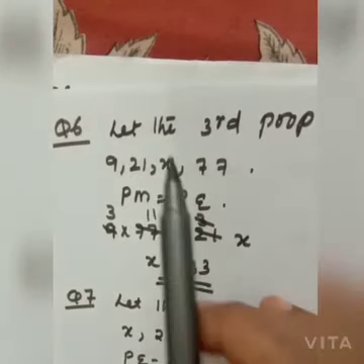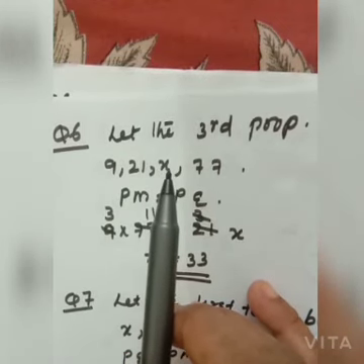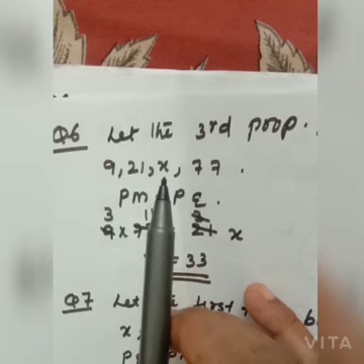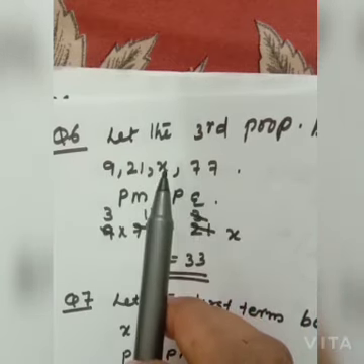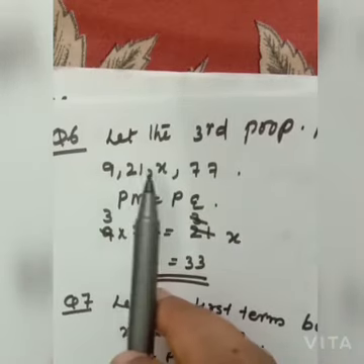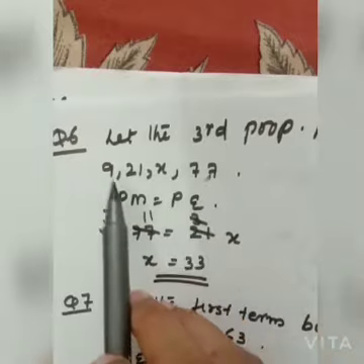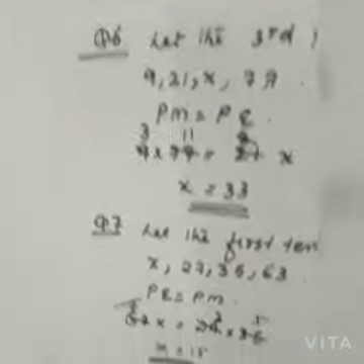Question number 6: the first, second and fourth terms are given. First, second and fourth given. You have to find out the third. So let the third be x. Product of means equal to product of extremes. Otherwise product of extremes equal to product of means. You will get x equal to 33.